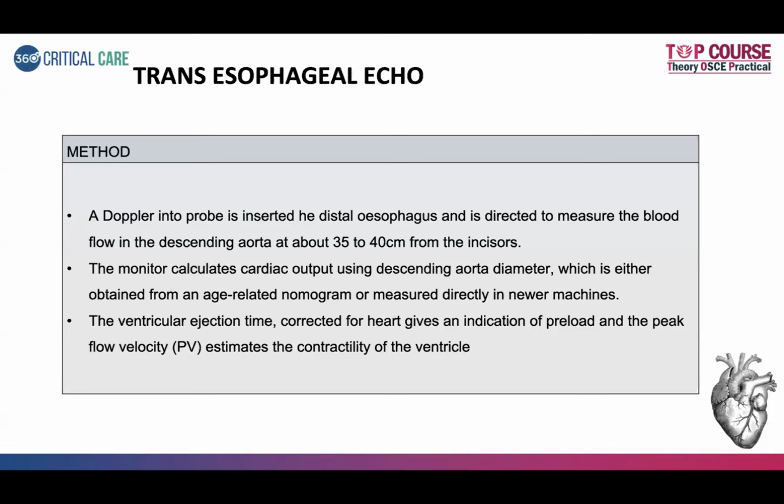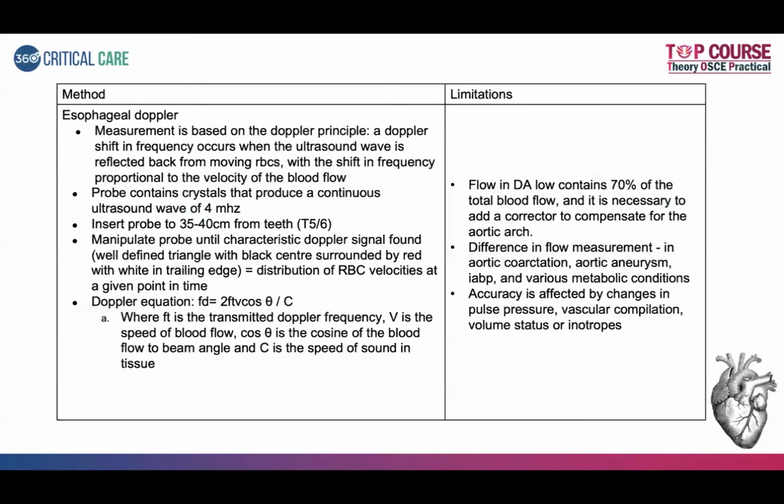So it monitors and calculates the cardiac output using the descending aorta diameter, which is either obtained from an age-related nomogram or measured directly in the newer machines. The ventricular ejection time corrected for the heart rate gives us the indication of preload. The peak velocity gives us the estimation of contractility of the ventricle. So the common, I'll come to that.